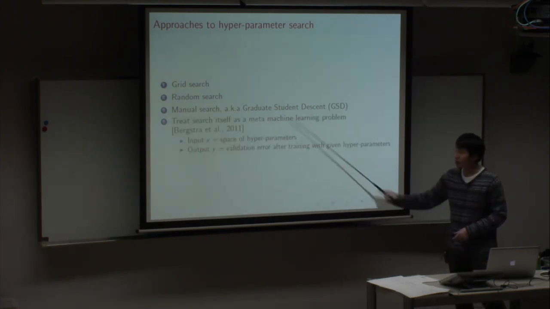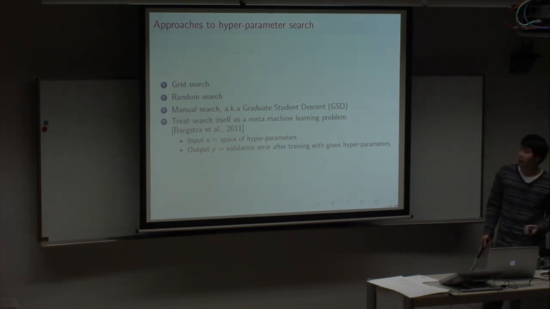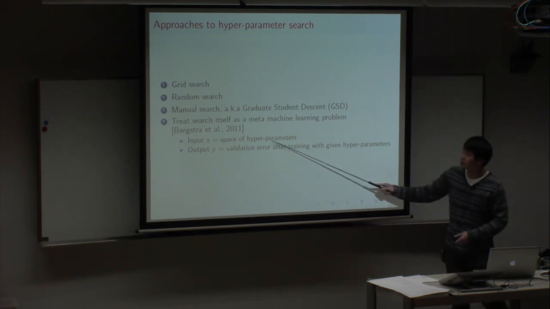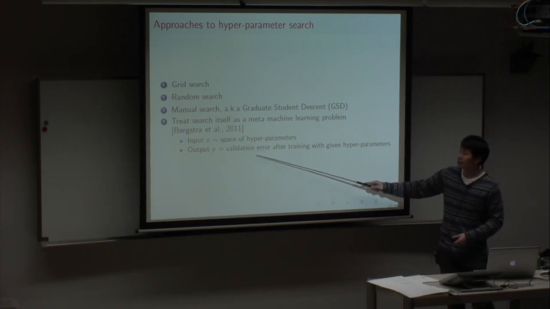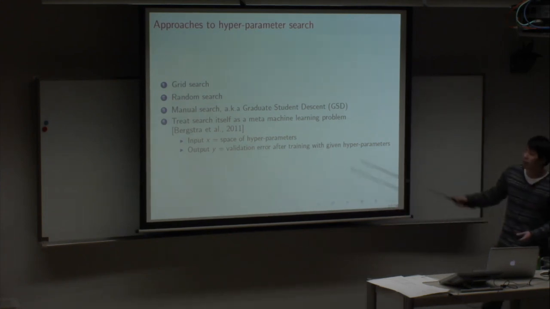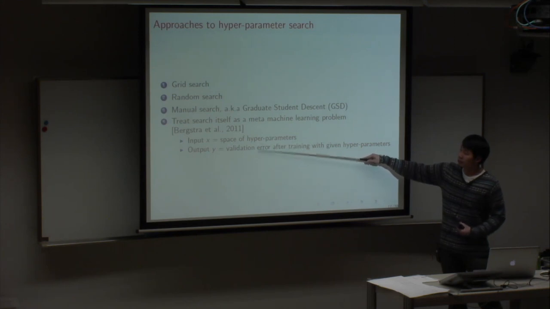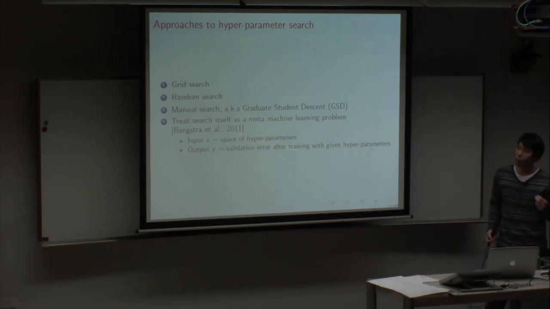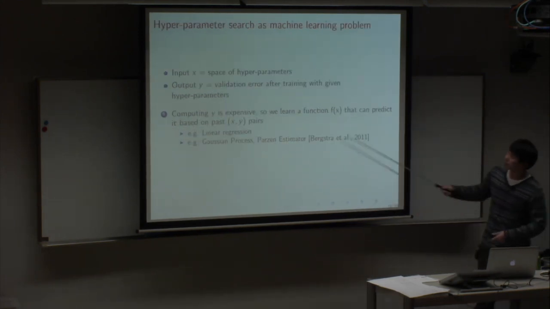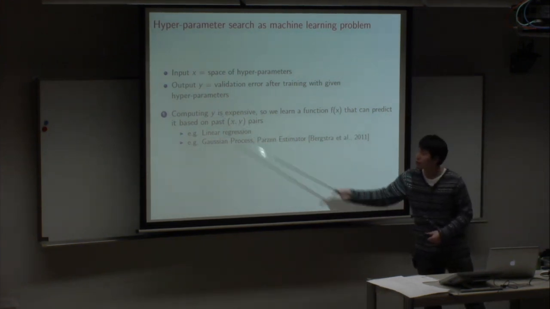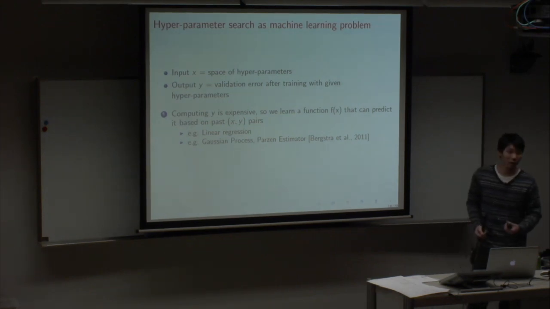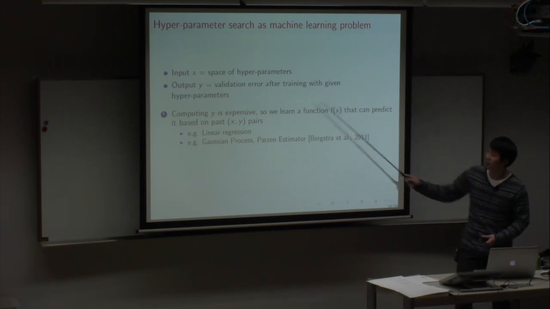There's a new way coming out, where you can treat this search as a machine learning problem itself, right? So your input space is the set of hyperparameters, and your output space is the validation error, okay? And you can use a machine learning method to learn this and predict the best x, right? Because it's expensive to compute the validation error, we learn a function that can predict it based on past things.